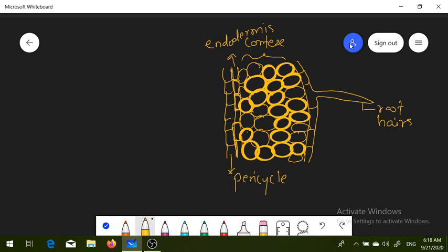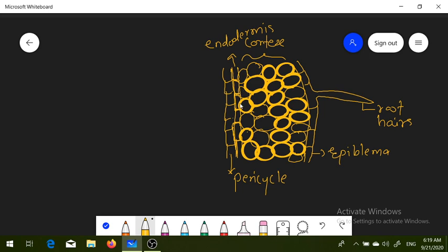The outermost layer is the epiblema, or the epidermis. Some of the cells are elongated. Then these cells are the cortical cells. They are all thin-walled and parenchymatous. The cortex is four to five layers thick. Inner to it there is the endodermis.